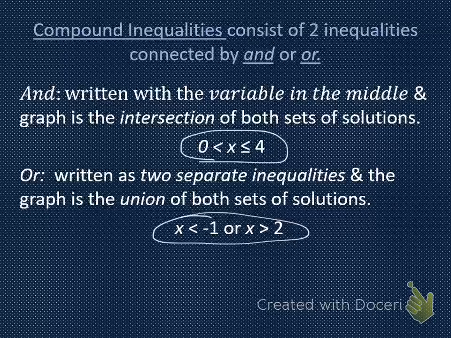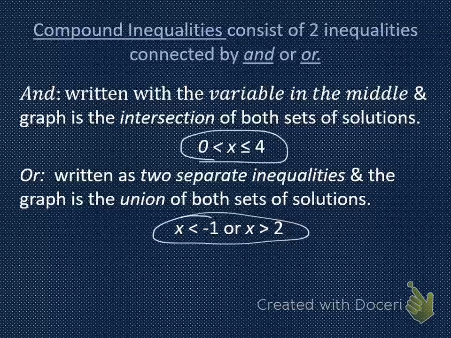So if we were to graph this, we would again graph both numbers on the same number line. This time, the arrows would go in opposite directions. So again, hopefully this is easy for you to remember. It's two separate inequalities, and the graphs are going in two opposite directions.